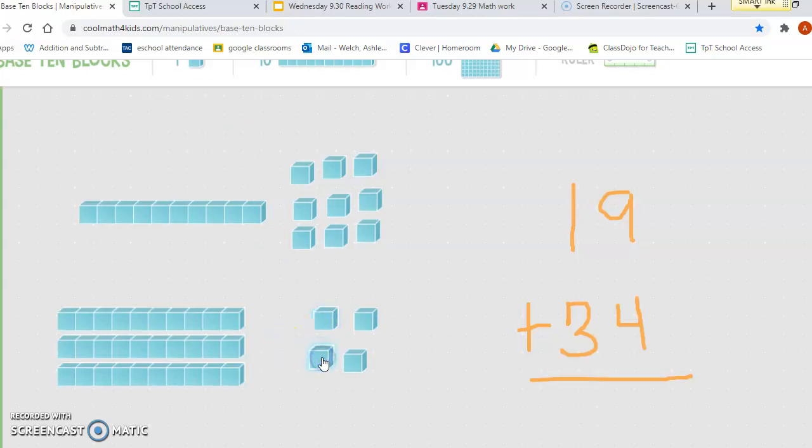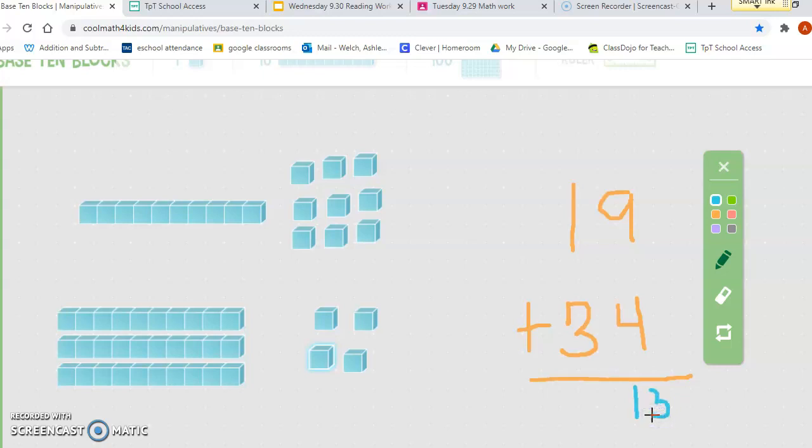So right now I have the number 19 and 34 shown in digit form, number form, and in base 10 block form. So I'm going to first add up my ones place. So 1, 2, I don't even need to count these because I already know there's 9. So 9, 10, 11, 12, 13. Uh-oh. So I know, like I said before, I can't keep 13 in the ones place. So I'm going to have to do something to get some of these ones to go into the tens place.